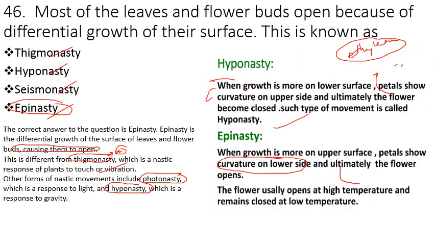So hyponasty, when the growth is more on the lower surface, that is called hyponasty. Petals show curvature on the upper side and ultimately the flower becomes closed. So this movement is called hyponasty. While in case of epinasty, when growth is more on the upper surface, petals show curvature on the lower side and ultimately the flowers open. So the flower usually opens at high temperature and remains closed at low temperature. There are some flowers which show this type of movement.